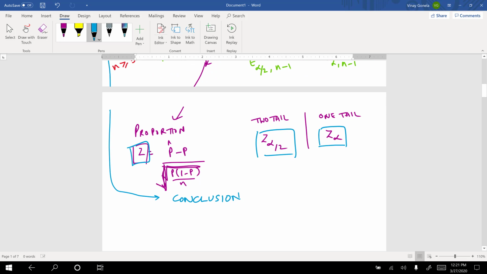At this time I have discussed the concept of hypothesis testing and the steps in hypothesis testing. I will conclude my lecture here, but in my next lectures I will discuss when to use two tail and when to use one tail, and we will try to solve z-stat problems, t-stat problems and proportion problems. Thank you.